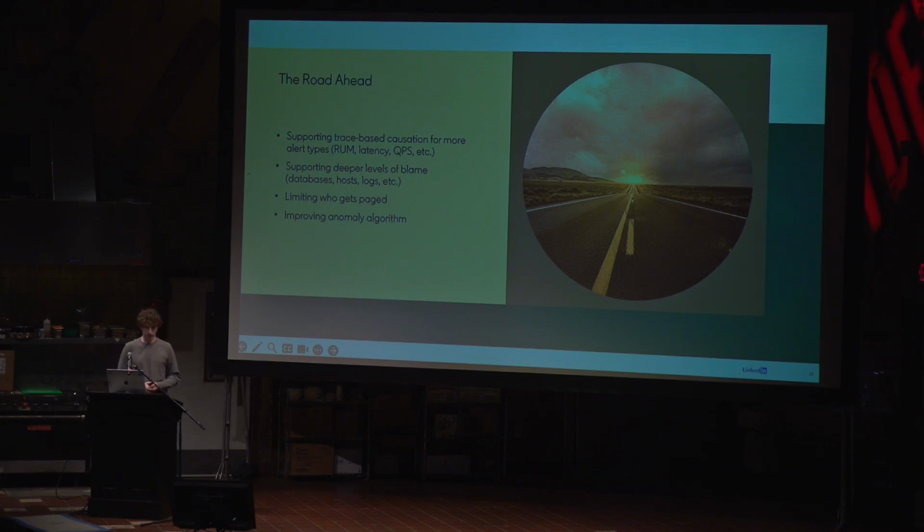Another area we want to look into is supporting deeper levels of blame. Right now we focus on our microservices, but databases can be to blame. It could be a bad host. It could be a network switch. And so we need to look into those patterns as well in our data and possibly have more counts on different dimensions so that we can have more granular output to the user about what we believe caused the problem.